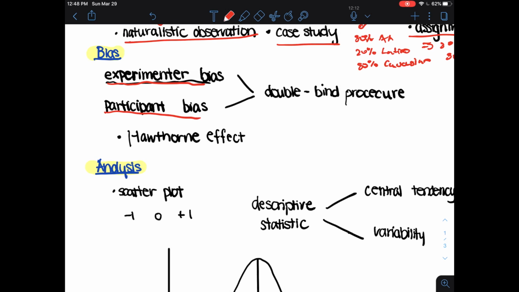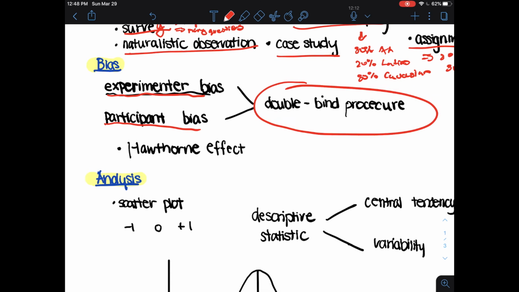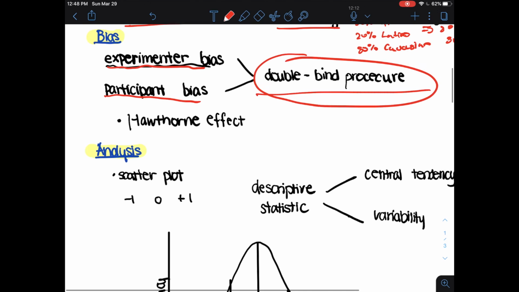So in order to avoid these two types of bias, we have what's called the double blind procedure. Remember, make sure you know this because it's really important. In order to avoid any sort of bias by the experimenter or participant, you have this procedure in which you randomly assign people to control group or observed group, and neither the experimenter nor the participant knows which group they're in, which avoids any types of bias.